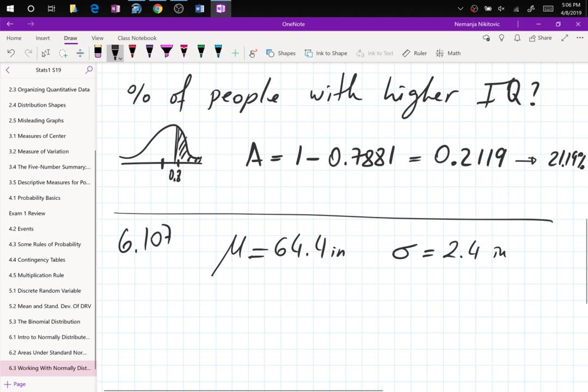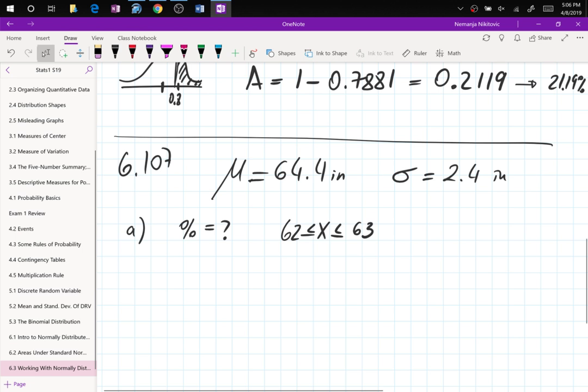So find the percent of females, part A. Find the percent of female students between 62 and 63 inches in height. All right. The problem is clear. That's the worst normal curve I ever drew. 64 is the mean, 64.4. They want 62 and 63. So they want area between two curves.